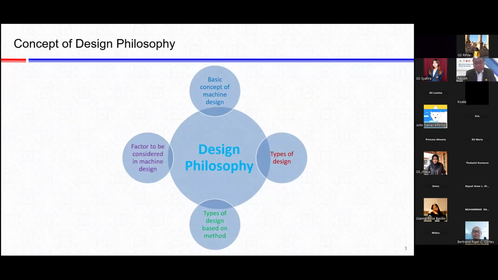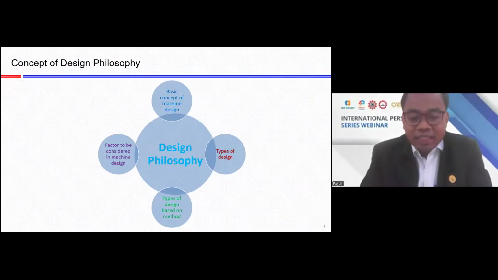Before I start the topic, let me remind all of you about design philosophy. First, what is a design philosophy? Maybe everyone will give a different answer. Yes, a different answer.